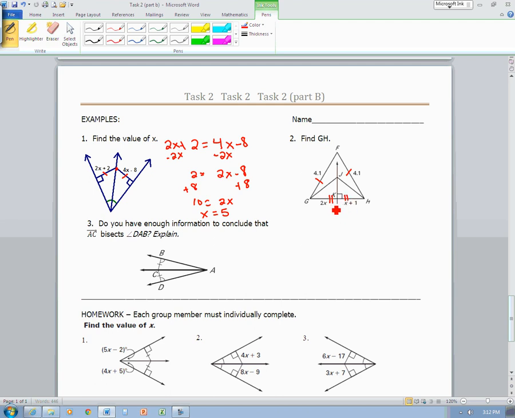Okay, so let's do the same thing. So you're going to set up an equation where you have 2x is equal to x plus 1. So how do you solve for x? You just minus x on both sides. And you're going to get x equals 1.